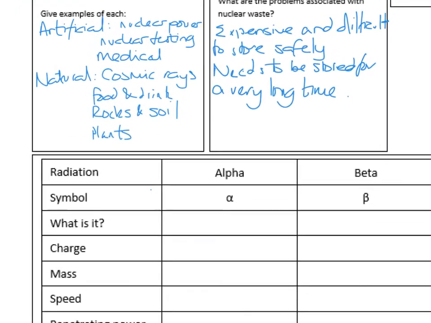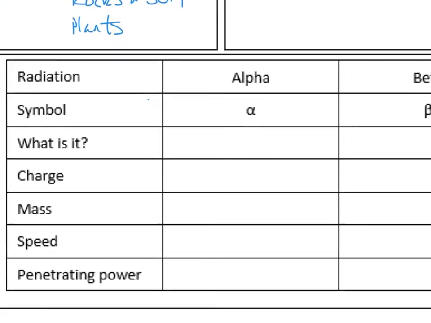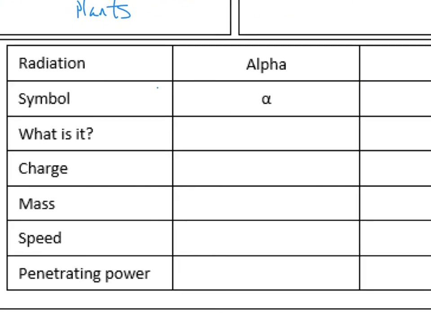So if you need anything from that slide, you can press pause there. Okay, right, on to our table for alpha, beta and gamma. Okay, I'm going to zoom in on this and I'll zoom out so that you can see all of the answers, okay? So what is it for alpha? It's a helium nucleus, 2 protons, plus 2 neutrons. Okay, what's its charge? Well, it's got 2 protons, so its charge is plus 2. Its mass is 4 because it's 4 little parts.